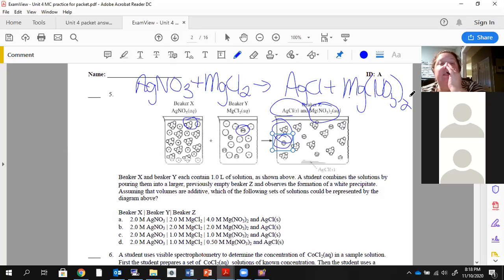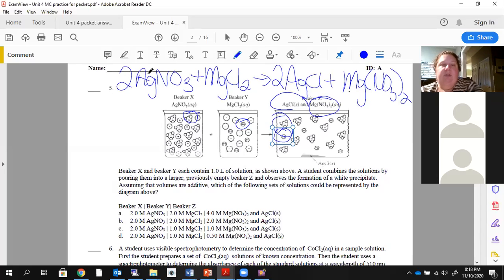If I balance that, I've got to put a 2 there and a 2 there. So what this is telling me is that I need 2 parts of silver nitrate to react with 1 part of magnesium chloride to make 2 parts of silver chloride and 1 part of magnesium nitrate. So I have this 2-to-1 ratio for my reactants.